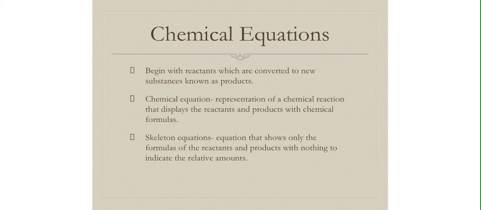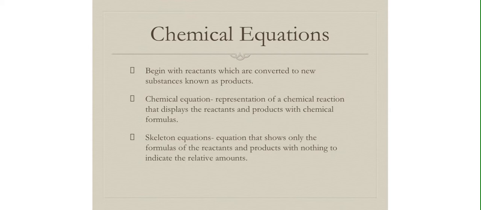And so now we're going to talk about what it takes to make a chemical reaction and what's on one side, what's on the other. How do we go from A to B? So the very first thing, you always begin with reactants, which are converted to new substances known as products. That's the very basics of a chemical equation. Your reactants will never look the same as your products.